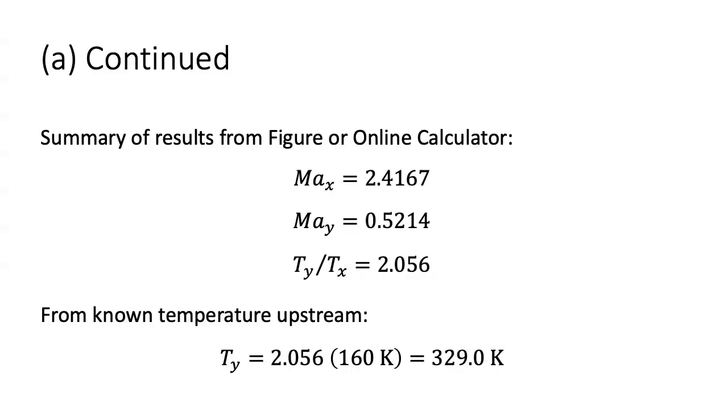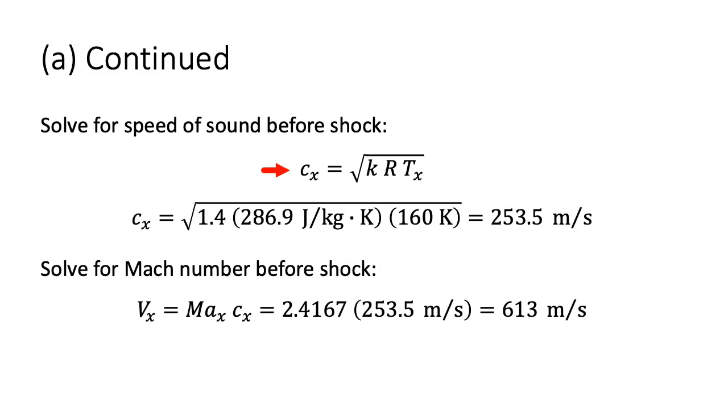Again, we note that the Mach number before the shock is 2.417, the Mach number after the shock is 0.5214, and the temperature ratio is 2.056. From the known temperature upstream of 160 Kelvin at state X, we calculate that the temperature at state Y is 329 Kelvin. Next, we calculate the speed of sound for an ideal gas at this temperature to be 253 meters per second, and the velocity before the shock to be 613 meters per second.